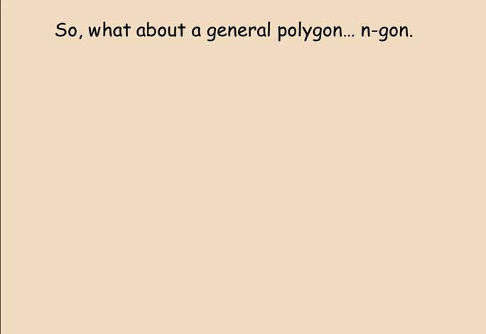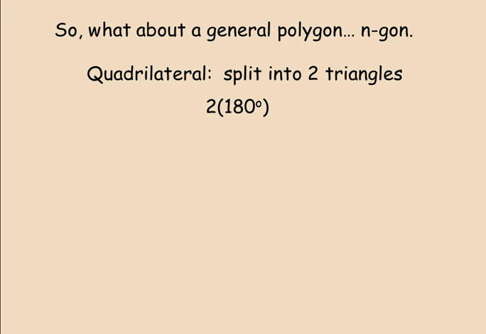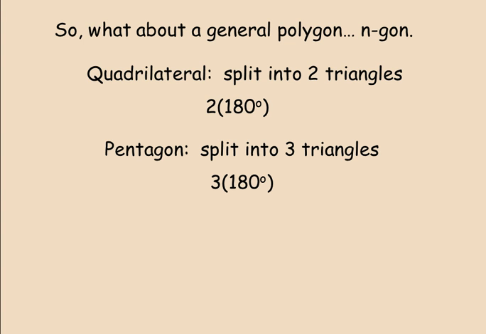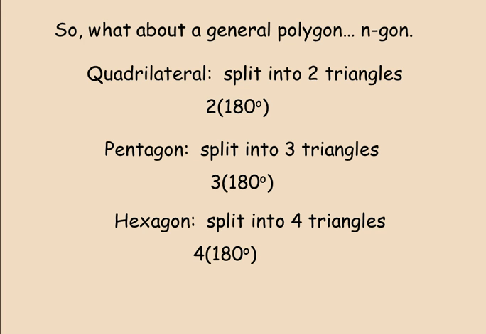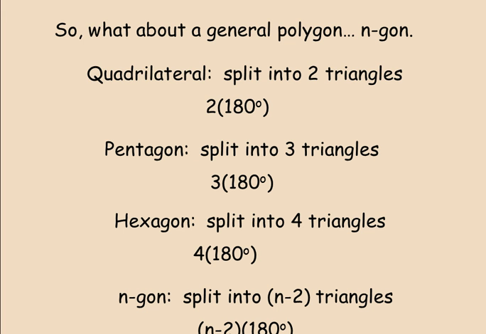So a general polygon, to wrap things up here, an n-gon. We know that a quadrilateral split into 2 triangles is 2 times 180, or 360 degrees. A pentagon splits into 3 triangles, 3 times 180, which would be 540 degrees. Hexagon split into 4 triangles, 4 times 180, which is 720 degrees. If we have an n-gon, we're going to split it into n minus 2 triangles. Notice there are 2 less triangles than there are sides.